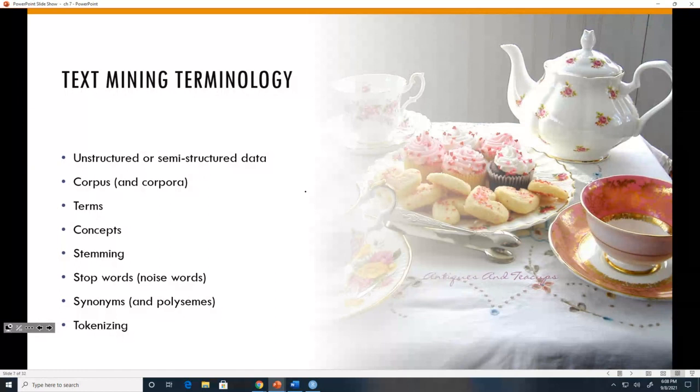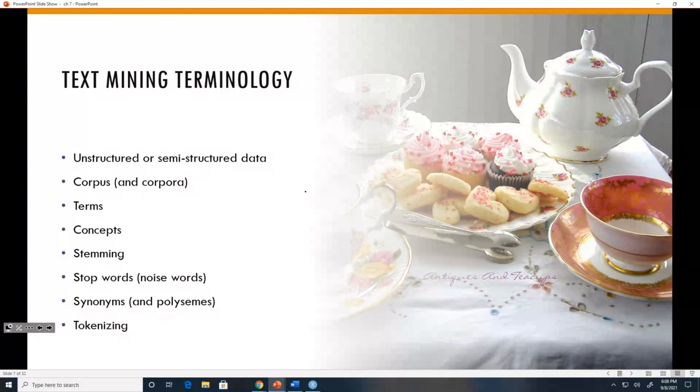Stemming is the process of reducing inflection to the root stem of the word. Like the stem would be steep, like I steep my tea every morning, but it groups with the words steeped, steeping, steeper, which doesn't go with tea, but rather, you know, mountain climbing, unless there's some way to make tea with a tool that I'm unaware of.